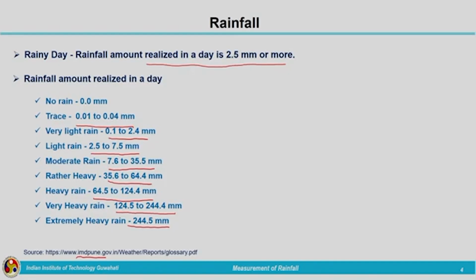So, these are the ranges which we consider for rain, from trace to extremely heavy rain. It has gone beyond 244.5 mm also. During a heavy flooding day, we have experienced even up to 1 meter of rainfall with complete flooding in city areas in Mumbai. So, I am not going up to that level. This is the range which we are considering when we are talking about rainfall.